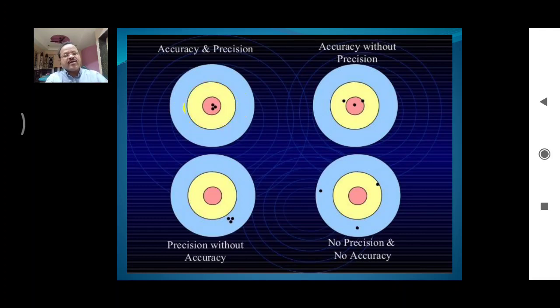All the 3 arrows have been shot in the pink circle at the same point, therefore there is accuracy and precision also.